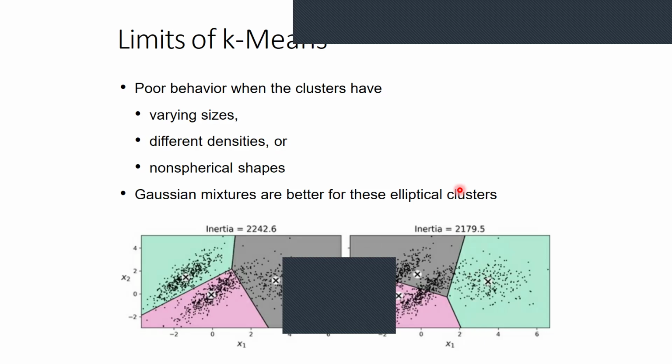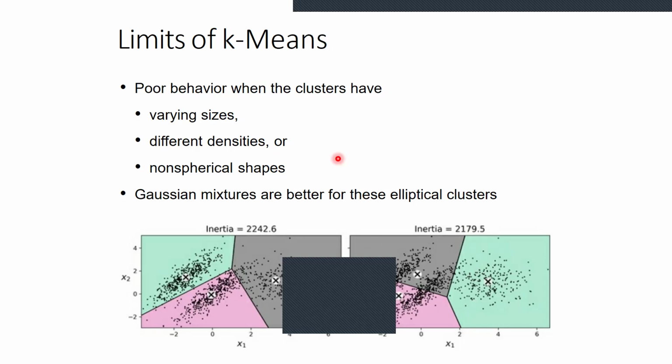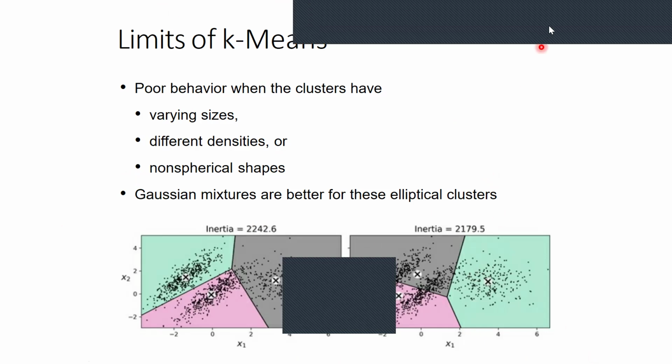In the next class, we are going to see Gaussian mixture, image segmentation using clustering, and semi-supervised learning using clustering. I hope the k-means clustering topic was clear. Please go through the topic, and if you have any doubts, you can raise your voice. Thank you so much.